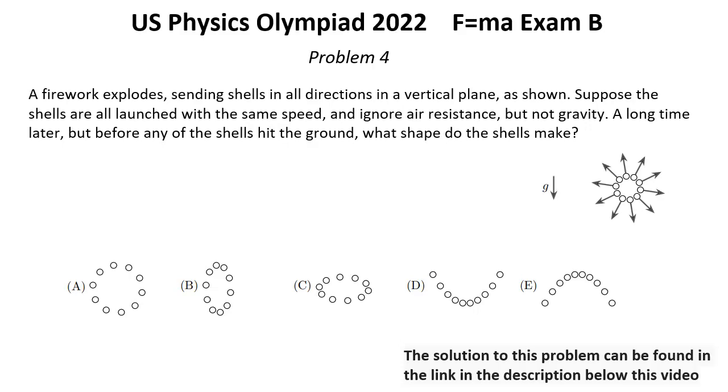Solution for problem number 4. In the absence of gravity, the shells would always form a circle. Adding gravity simply shifts all of these locations downward by gt squared over 2. So the shape is still always a circle, which is answer A, and that was the solution for problem number 4.